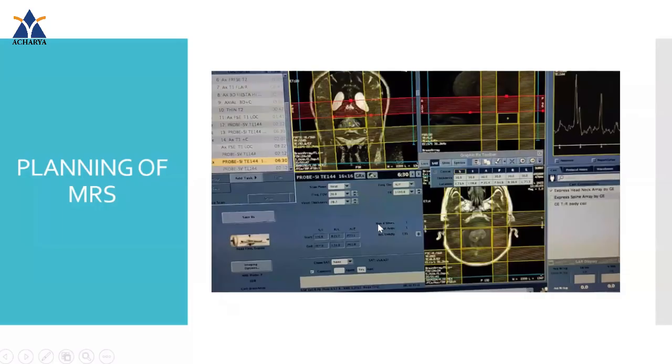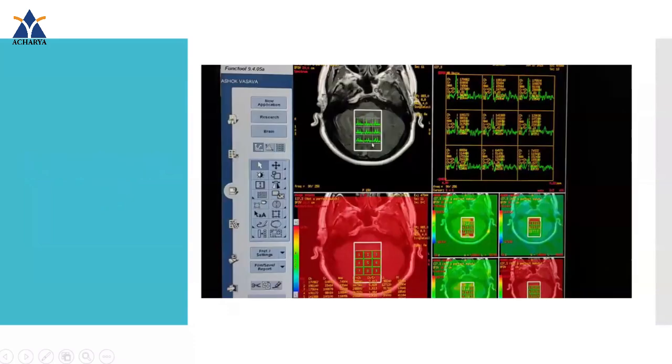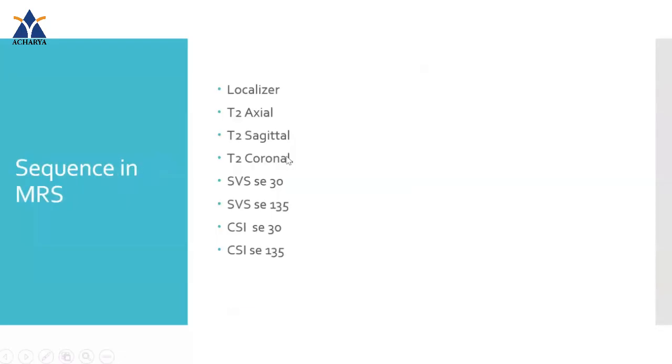These are the sequences we use in MR spectroscopy. First, you have to take the localizer, then T2 axial, sagittal, and coronal images for the anatomy, which are the routine MRI sequences. Then you find the slice which clearly shows your pathology. Then you have to plan your MR spectroscopy on that image.